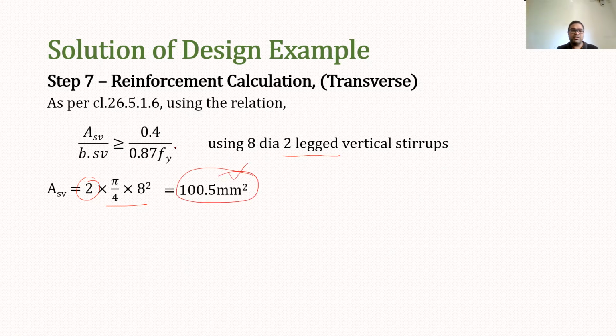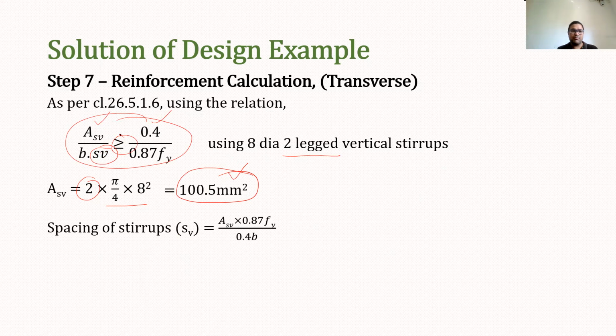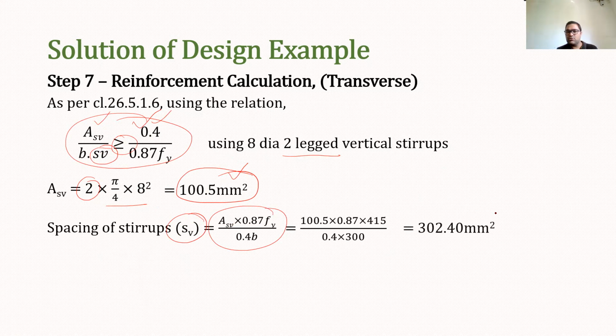Now we can put this value in this relation to find the value of SV, by comparing LHS with RHS. By rearranging this, we get the spacing formula as this one. Putting all the values here, we get the value of spacing as 302.40 mm.